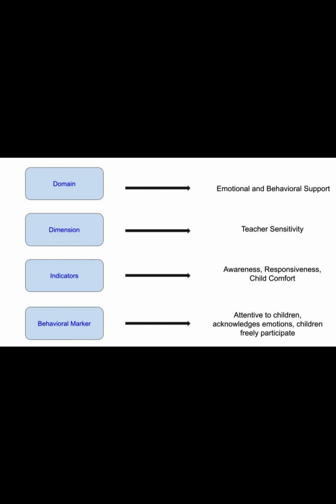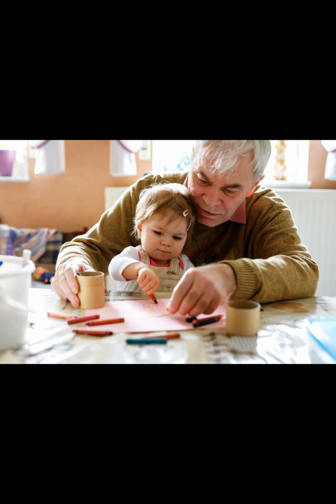With CLASS, we look for the following indicators of teacher sensitivity: awareness, responsiveness, and child comfort. Teachers are sensitive when they consistently, quickly, and effectively respond to individual children. Sensitive teachers are attentive to children's words as well as cues from their body language and behavior. They are aware of each child's involvement in activities as well as their needs, anticipate where there may be challenges, and provide appropriate levels of support.